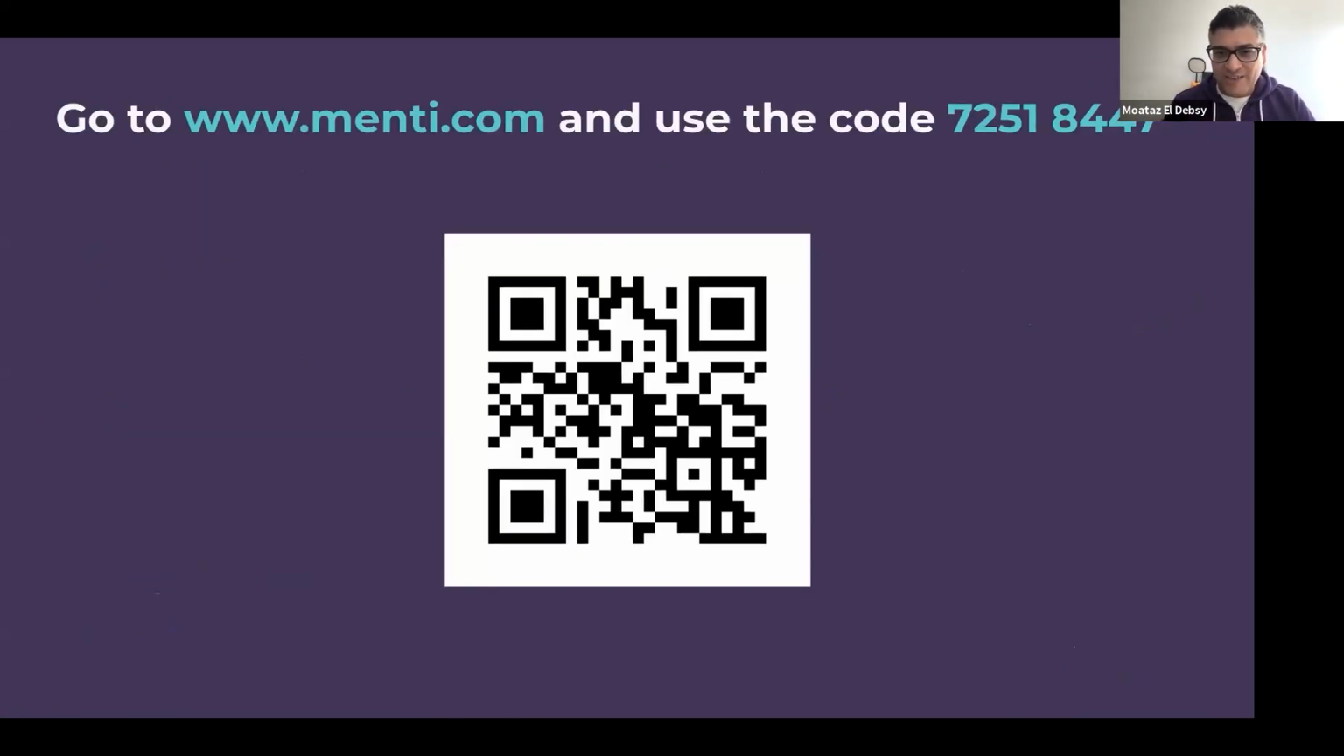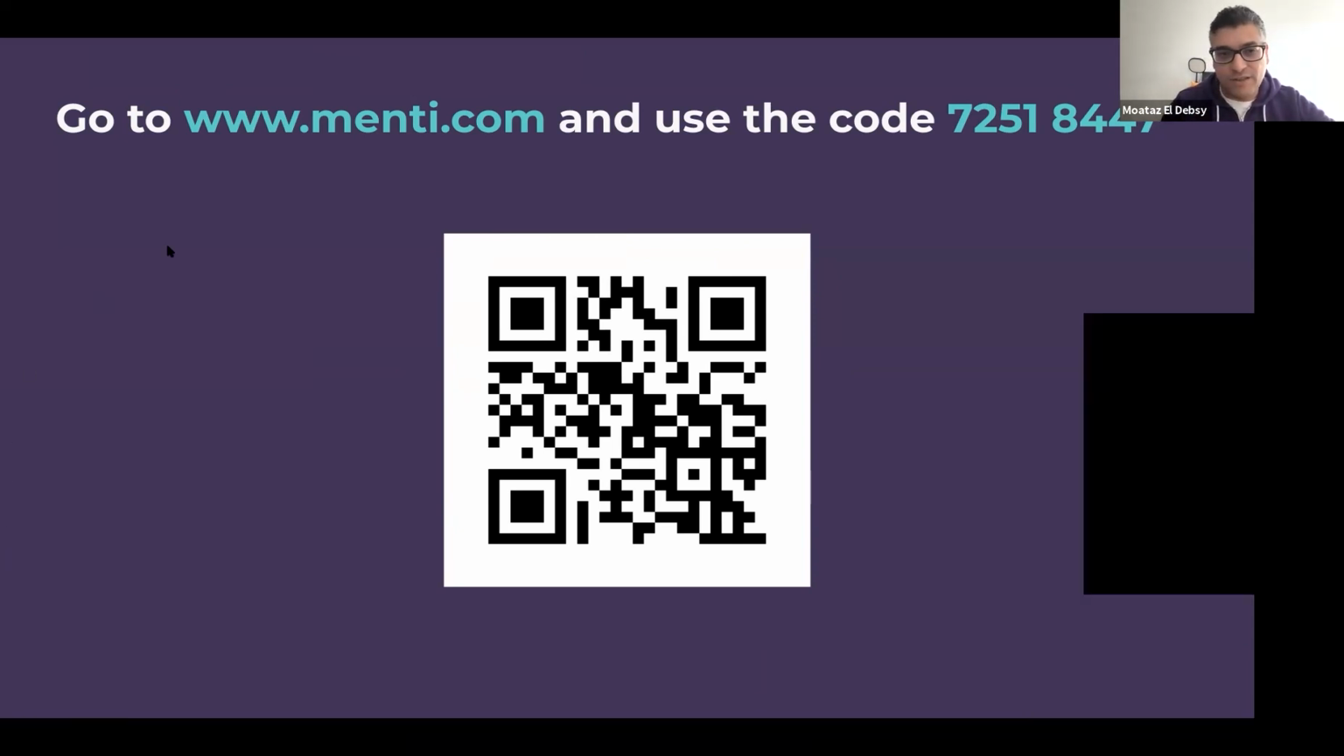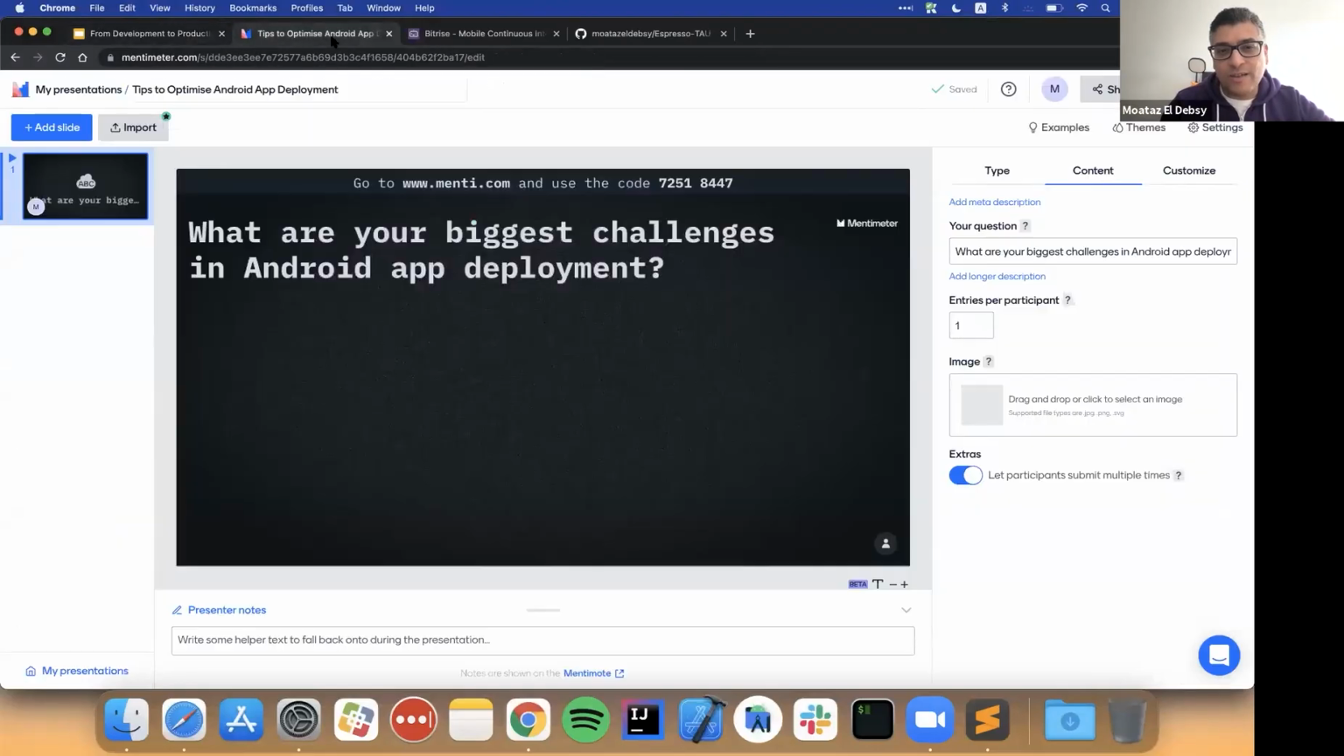I need from your side, just to start participating together, if you have any QR scanning application, just scan this QR code, or if you don't have one, you can just open your browser and go to menti.com and write this number. This is an open question. We are asking about the current challenges that you have in your app deployment, even if it's related to the CI/CD or test automation, the deployment and everything. So we will see the result here together.